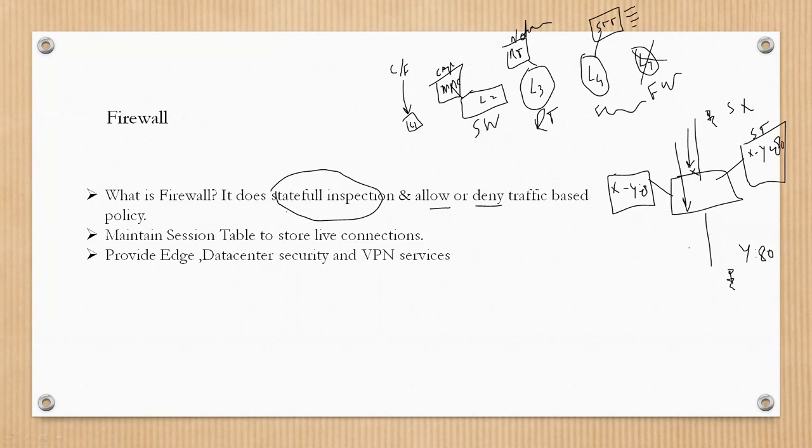Okay, similarly another guy came, Z. Z tried to enter here. Same thing will happen. It will check the policy and store that. So if there is no policy, the policies will be 1 2 3 4 5 6, and the last policy will be deny any. So if Z wants to talk to Y, the firewall will stop it.